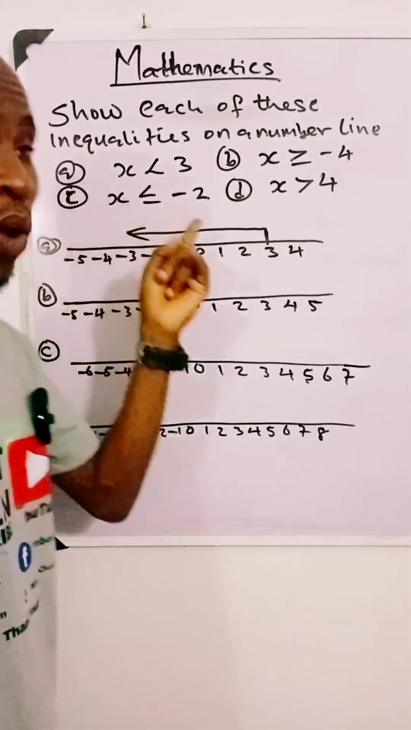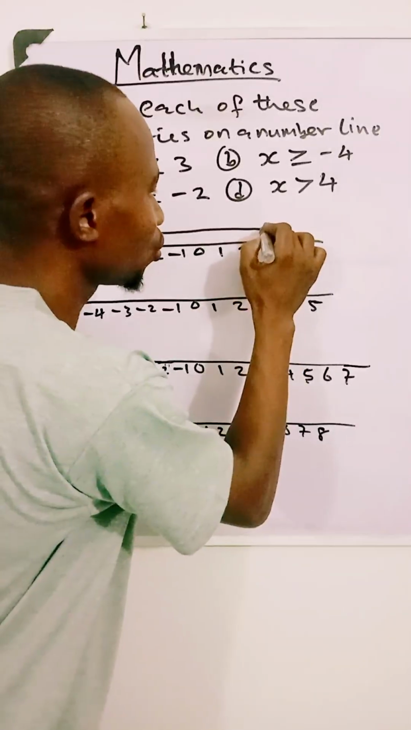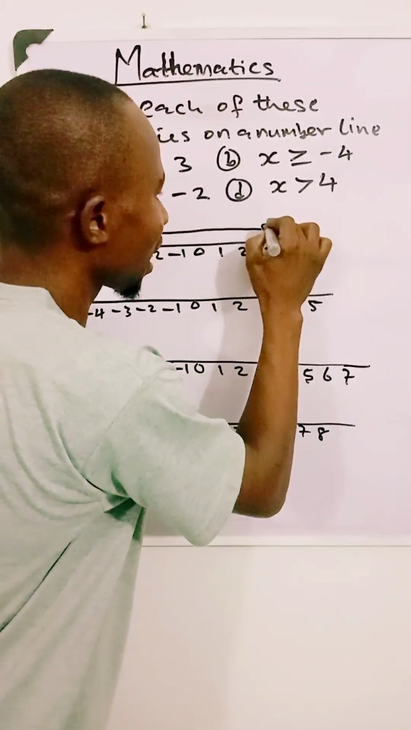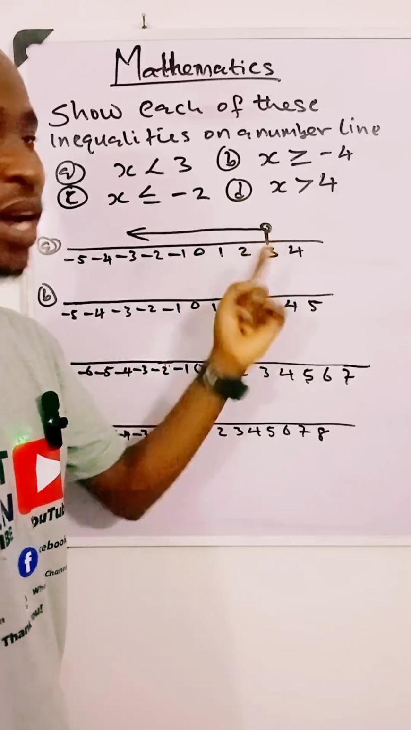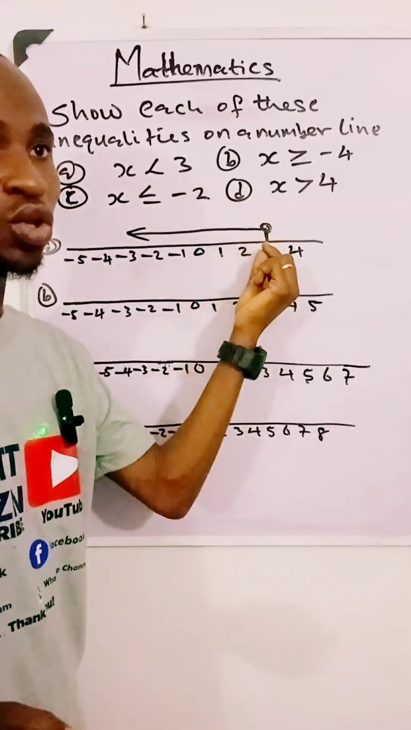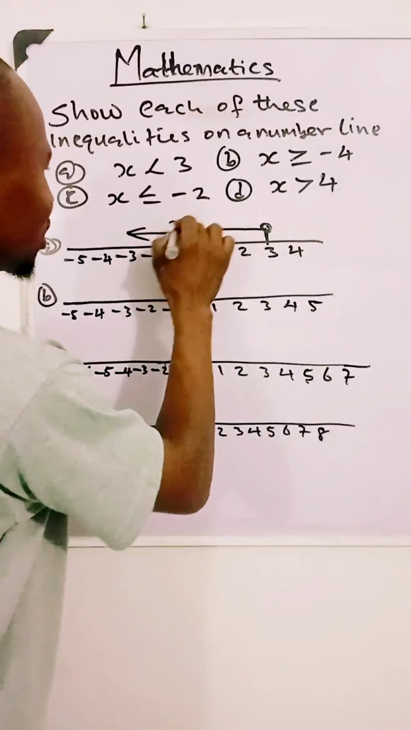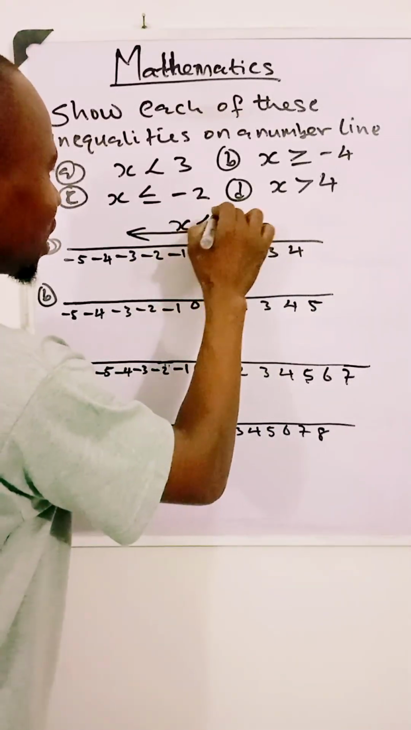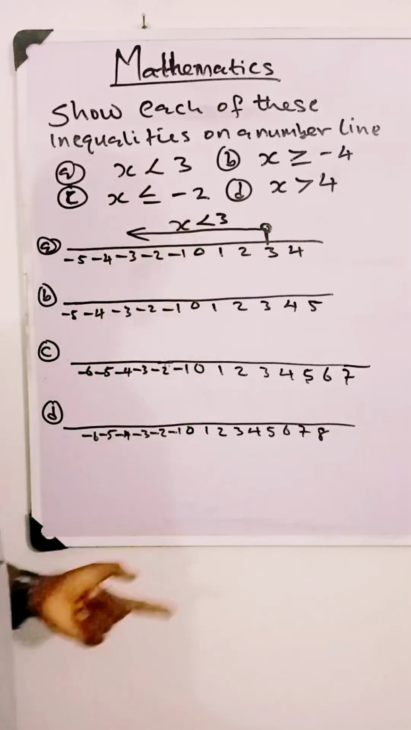One thing is still missing. The next thing is I'm going to put an open circle here. This is an open circle. It simply means that x is not equal to 3. So I'm going to write: this is x less than 3. This is the representation of this inequality.